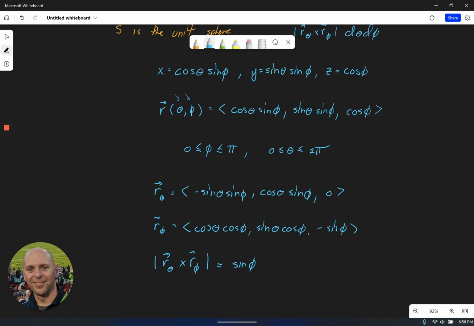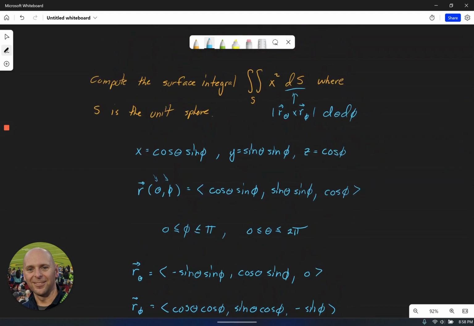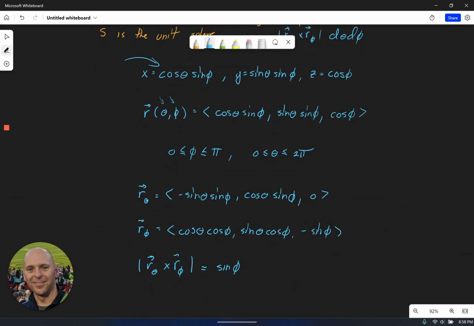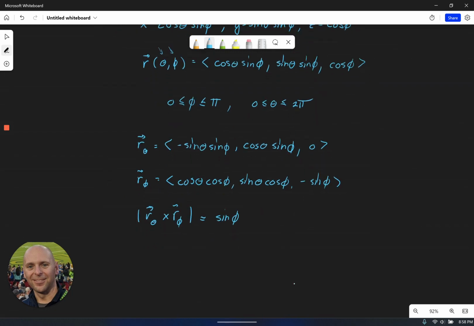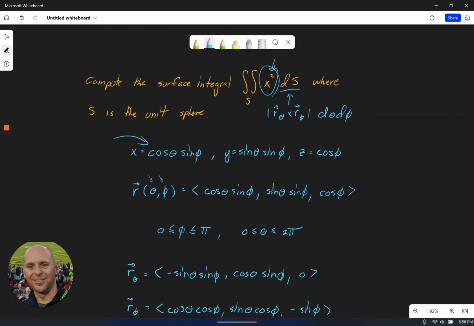So now what this allows us to do is to set up our integral in terms of theta and phi. Going back up to the beginning, we've got the double integral over S of x squared, and we've got our definition here for x squared, with x as cosine theta sine phi from our parametric definition of our surface. We've now figured out what dS is. It's going to be sine phi d theta d phi. So our total integral here is going to be the double integral of x squared, where x again is cosine theta sine phi.